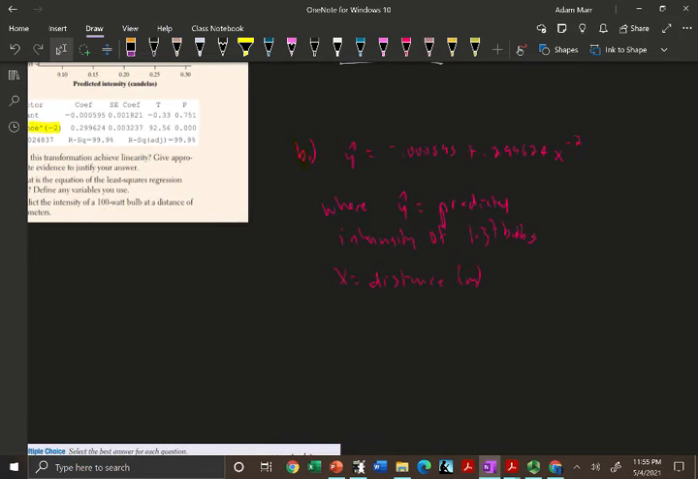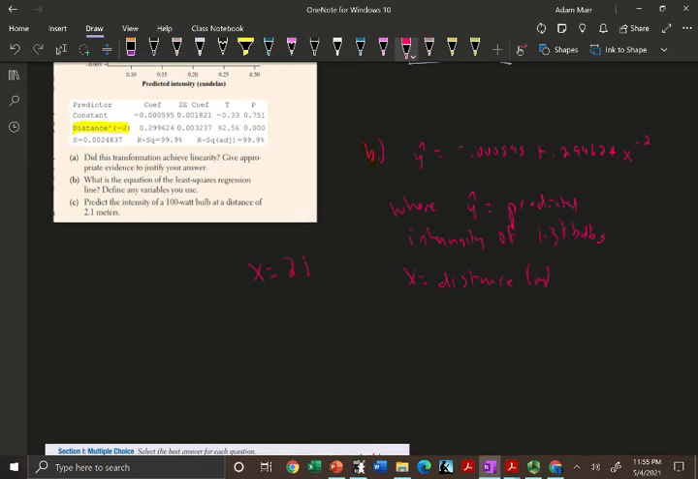intensity right here. So in this case, we have x is going to equal 2.1. So we have, remember, y hat equals negative 0.000595 plus 0.299624 times x, which is 2.1 to the negative second right here. All right, so we would just plug it all in.